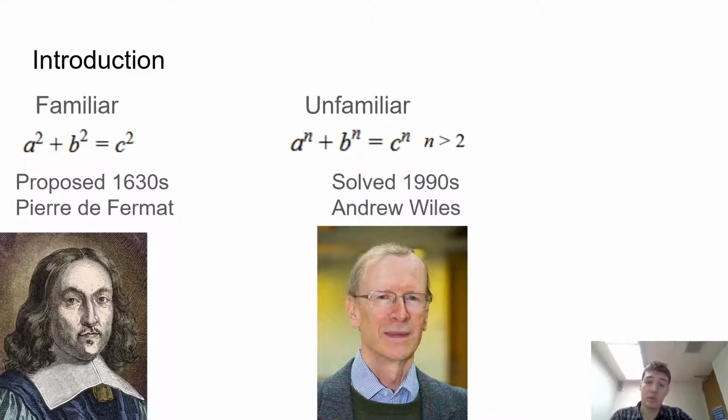Why we are very unfamiliar with that is actually because no integer solutions exist. The idea that there were no integer solutions was proposed by Pierre de Fermat in 1630, but he never actually ended up publishing a proof saying that there were none. Eventually, the proof was shown by Andrew Wiles in the 1990s after decades of research into the subject.